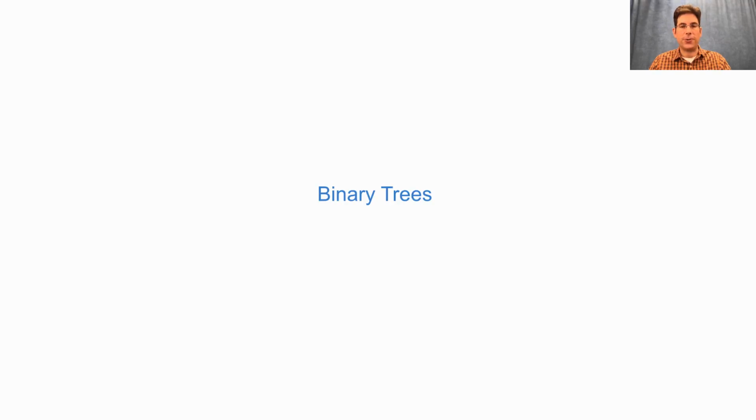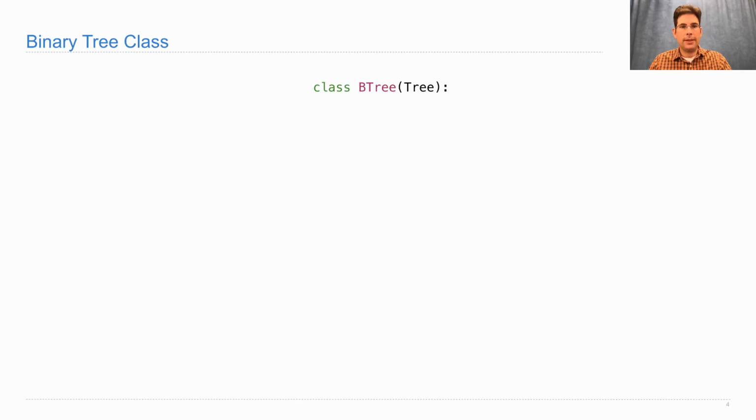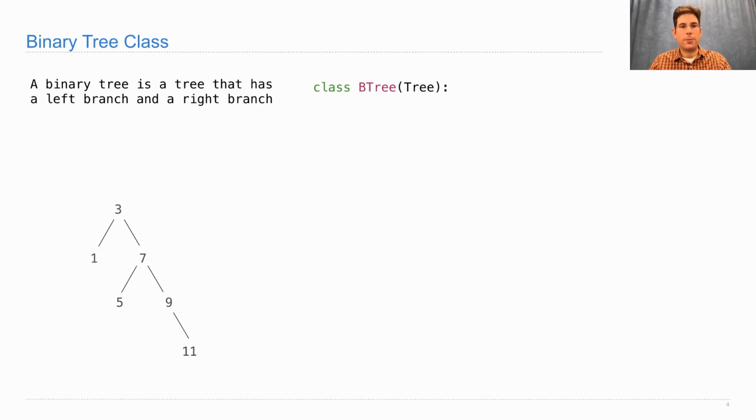Binary trees are trees with exactly 2 branches. Let's define a class for the binary tree, which we'll abbreviate as B tree. It's a subclass of the tree class that we already created. So a binary tree is a tree that has a left branch and a right branch.